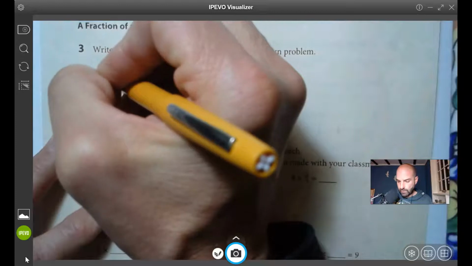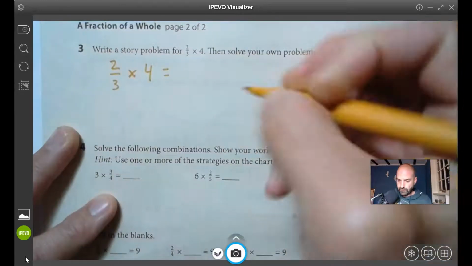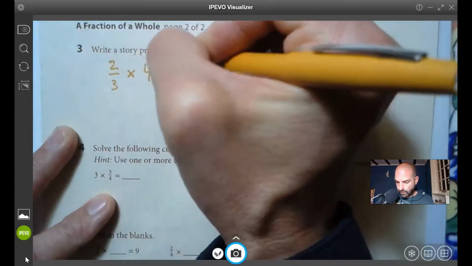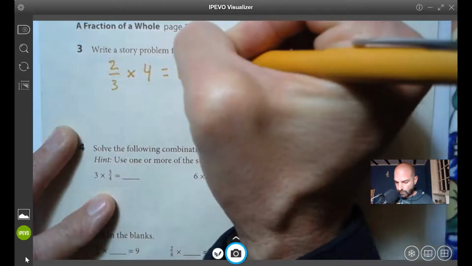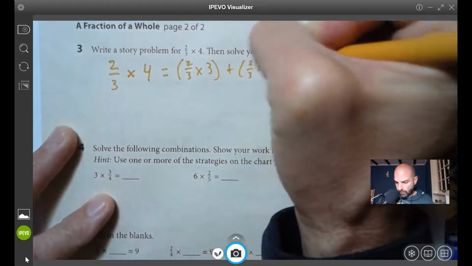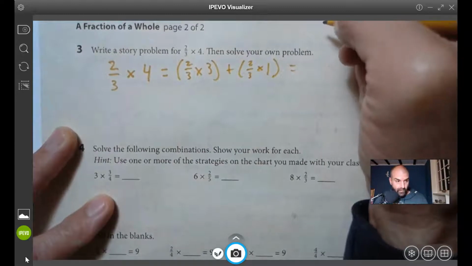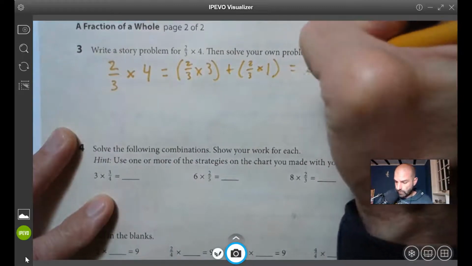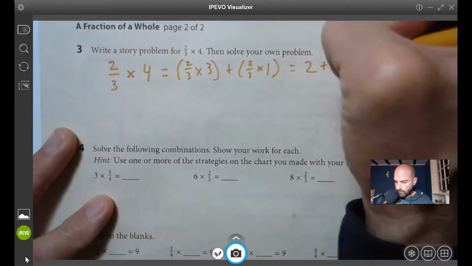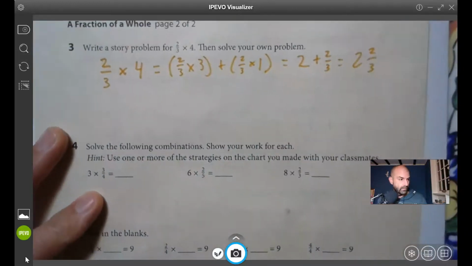So 2/3 of 4 equals, well, I could chunk this to 2/3 times 3 plus 2/3 times 1, which gives me, again, 1/3 of 3 is 1, so 2/3 is 2, plus 2/3, which equals 2 2/3.